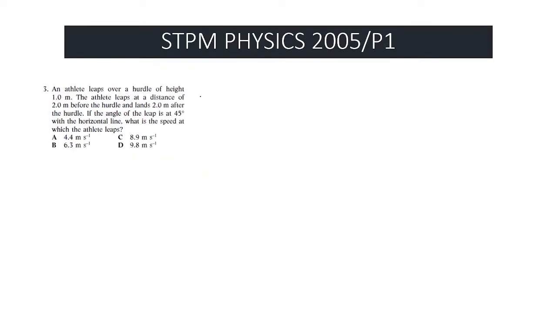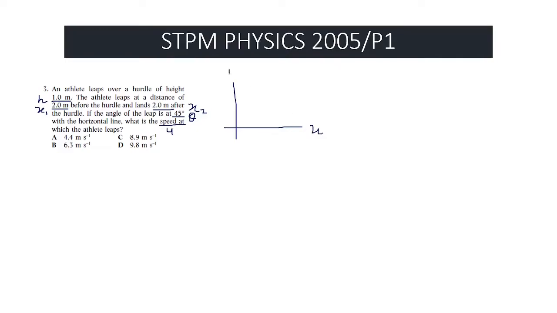So for the third question, we first mark out all the information given. We have a height of 1 meter, so let's say this is h, and we have a distance of 2 meters, let's say this is x1, and we have another 2 meters after, so let's say this is x2, and an angle of 45 degrees with the horizontal line. This is theta. And he asks us to find out the speed at which the athlete leaps. So actually this means the initial velocity. Let's call that u.